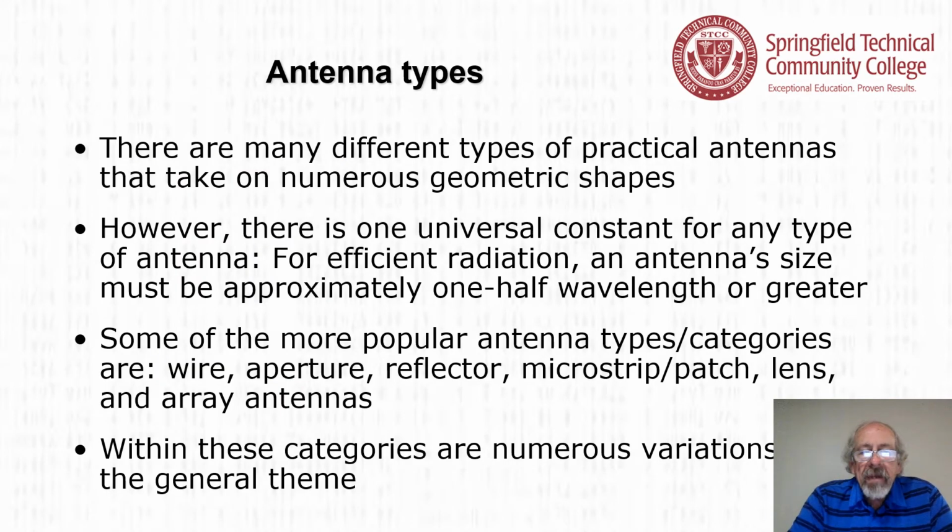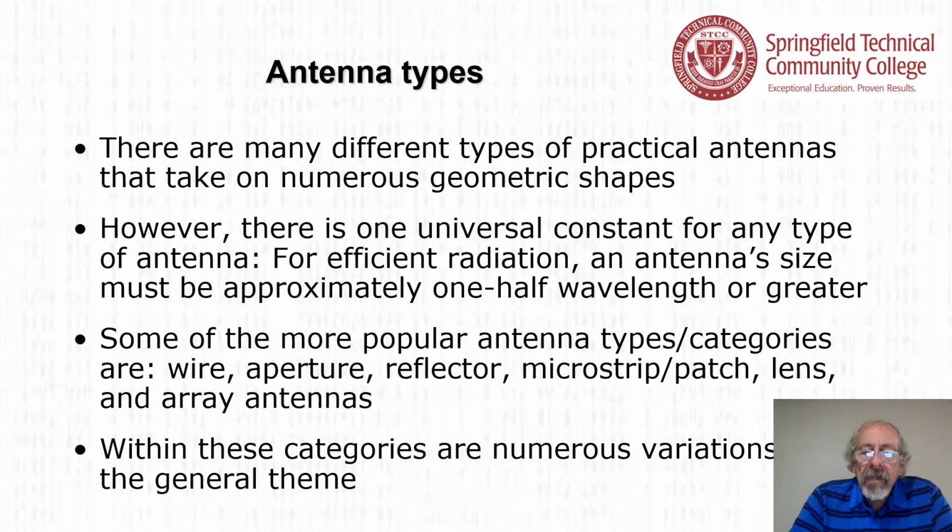Now, there are many different types of practical antennas that take on numerous geometric shapes. However, there is one universal constant for any type of antenna. For efficient radiation, an antenna's size must be approximately 1/2 wavelength or greater. We have not been able to overcome this limitation. Some people have talked about making antennas out of coils of wire, like inductors, and it turns out that nothing practical has ever come of that.